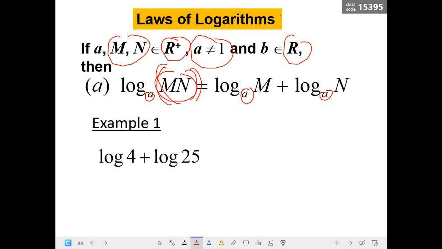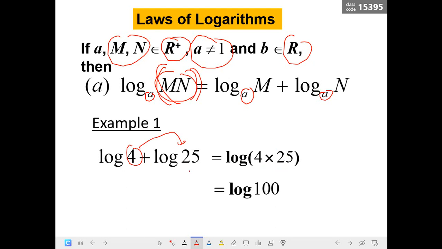Example: given log 4 plus log 25, simplify. We can simplify to log of 4 times 25. 4 times 25 is equal to 100. Log without a base here, consider base 10. So log 100 to the base 10. Simplify: log 100 is log of 10 squared to the base 10, and this is equal to 2.